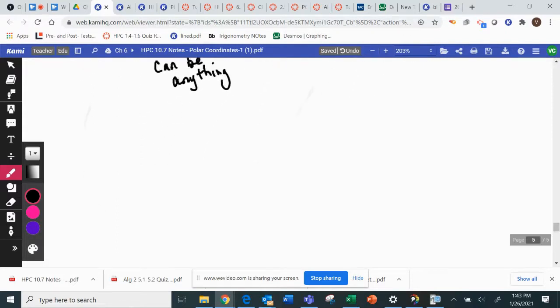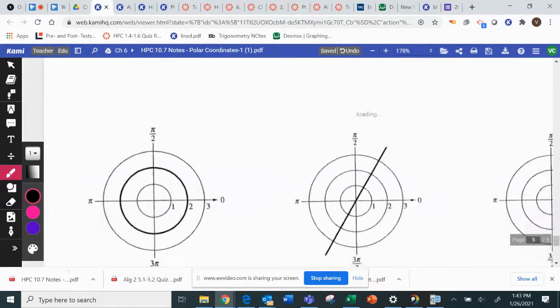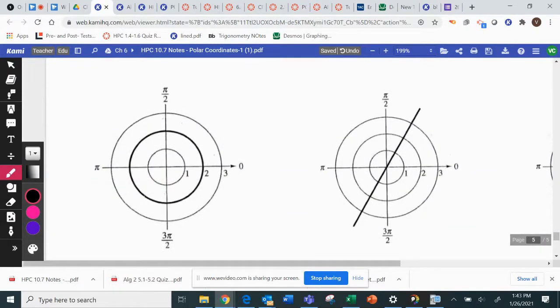Okay, so I copied the picture from the book. It's already graphed for you. Here's a picture that shows us where r is already 2. This is all the places where r is 2. So that's the graph of r equals 2. We need to write that equation in rectangular form.